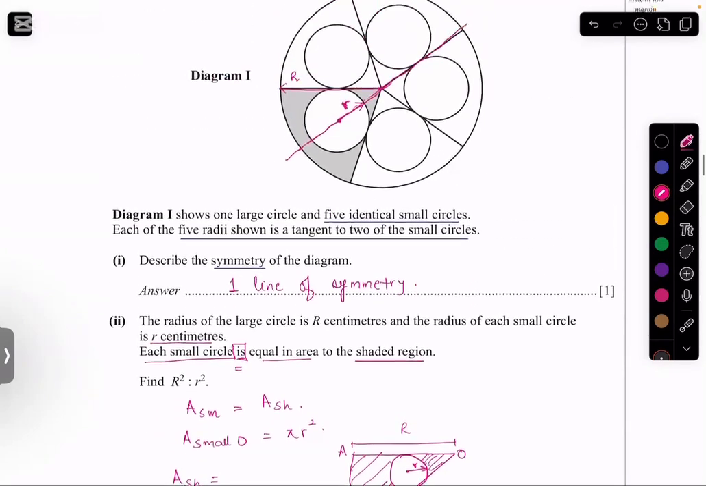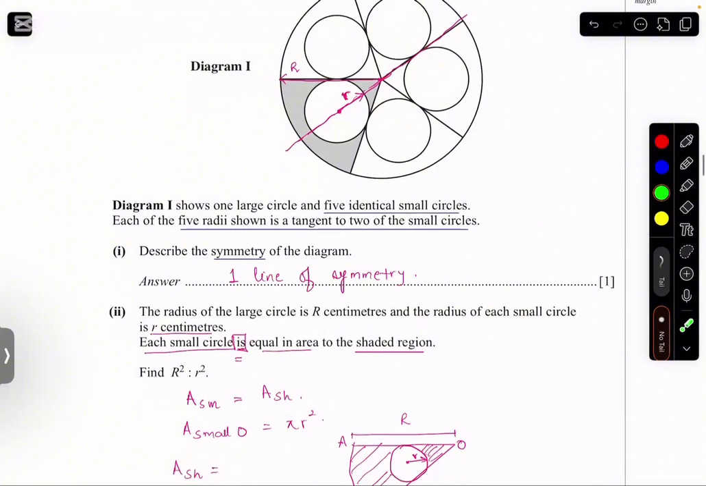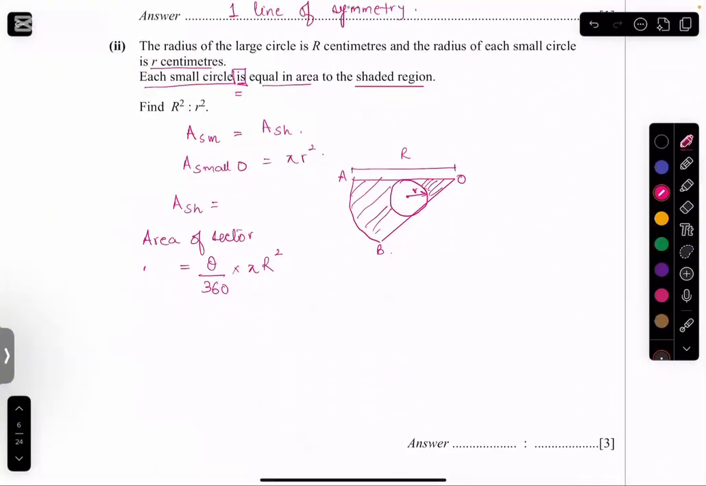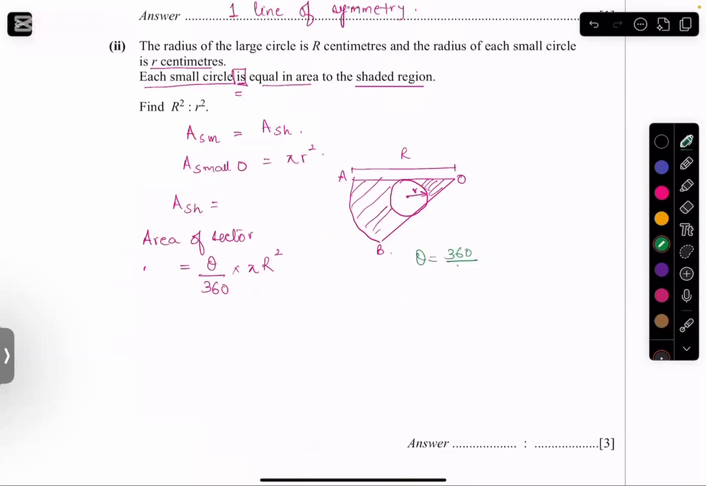So what is the angle? We are not given the angle, but they have said that it shows one large circle and five identical small circles. And with respect to those five identical circles, how many sectors do you see? 1, 2, 3, 4, and then 5. This is the first sector, second, third, fourth, and then fifth. So that means this overall 360 degrees is divided into 5 sectors. Therefore, can I say that this theta value can also be written as 360 degrees divided by 5, right?